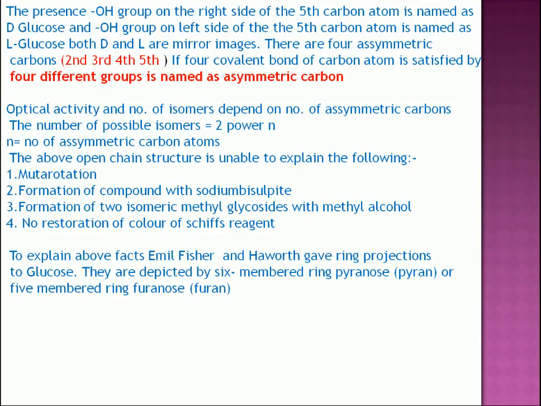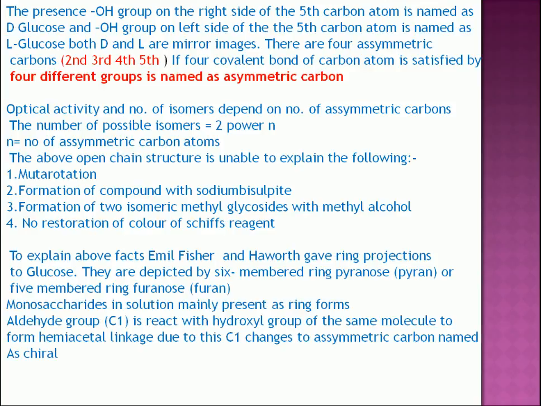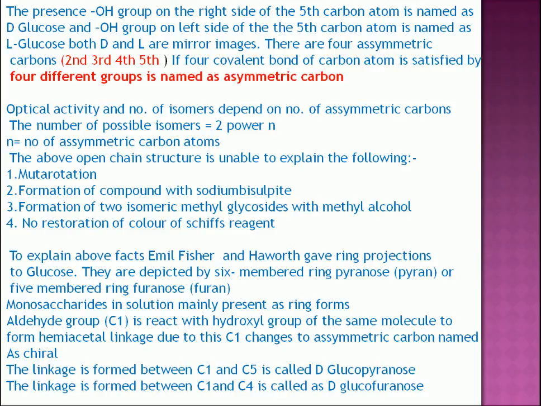They are depicted by a 6-membered ring, pyranose, derived from pyran, or a 5-membered ring, furanose, derived from furan. Monosaccharides in solution are mainly present as ring forms. The aldehyde group at C1 reacts with a hydroxyl group of the same molecule to form a hemiacetal linkage. Due to this, C1 changes to an asymmetric carbon, named chiral. The linkage formed between C1 and C5 is called D-glucopyranose. The linkage formed between C1 and C4 is called D-furanose.